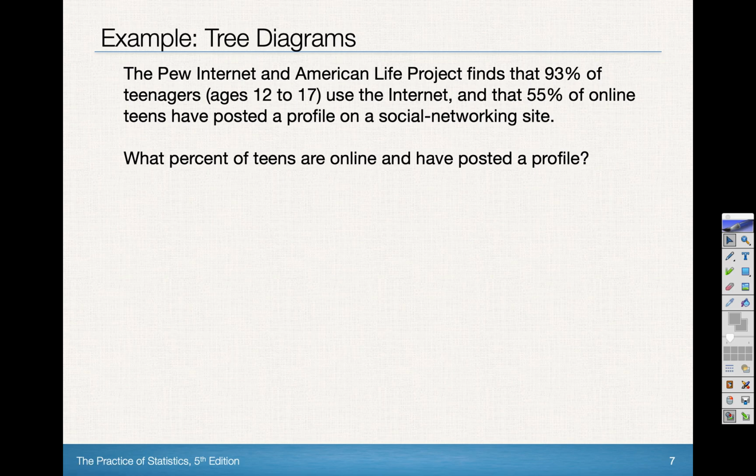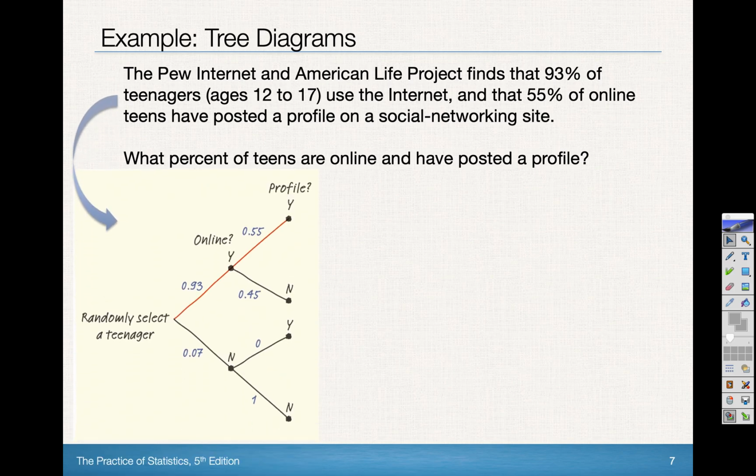The Pew Internet and American Life Project finds that 93% of teenagers use the internet and that 55% of online teens have posted a profile on a social networking site. The question is, what percent of teens are online and have posted a profile? So we are going to make a tree diagram. So if I have a teenager, they are either online or they're not online, which means that 93% of them are online and 7% of them are not online. That's this number here, 93%. So 93% are a yes, 7% are a no.